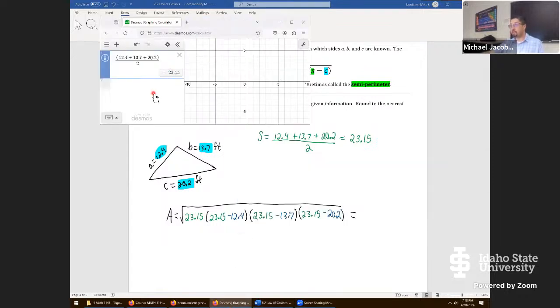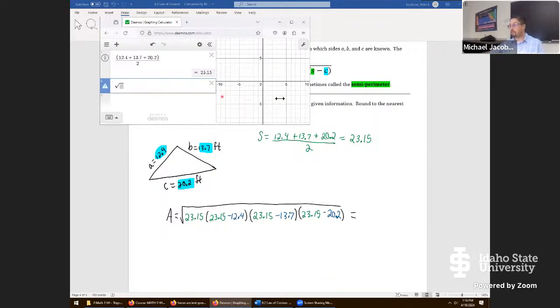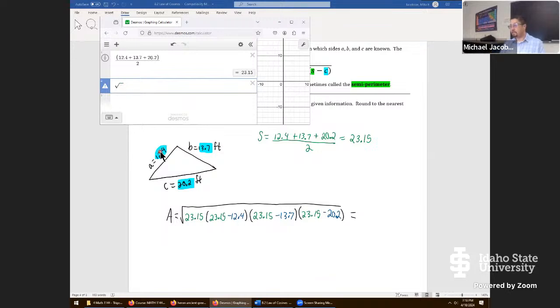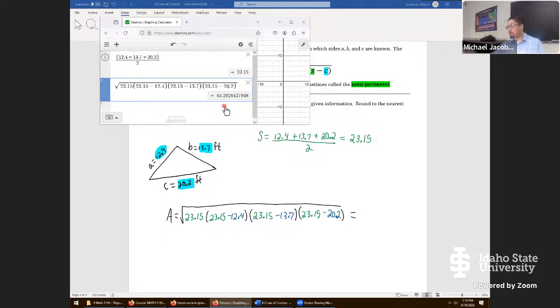So here's our last step. Down over here, call the square root function first. Let me make that a little bit longer. Then really it's just as fast as you can type this into your calculator. 23.15, 23.15 minus 12.4 times 23.15 minus 13.7 times 23.15 minus 20.2. Comes out as 83.29, and we're completely done right at that step. Any questions so far, folks, at the moment?